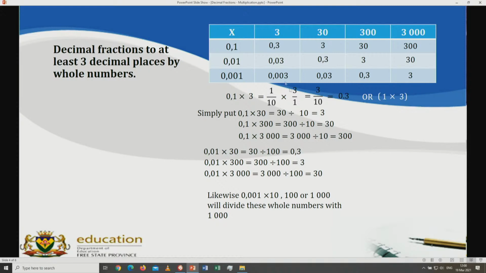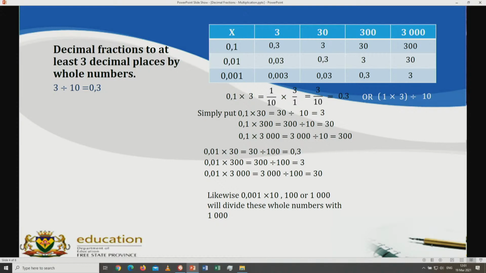We can say when we have 0,1 multiplied by 3, we can group this 1 and 3 and say we have 1 multiplied by 3 and then divide by what? Divide by 10. Then it will give us, remember 1 multiplied by 3 is 3, which is 3 divided by 10, which is going to be 0,3. That's how we can do it again.